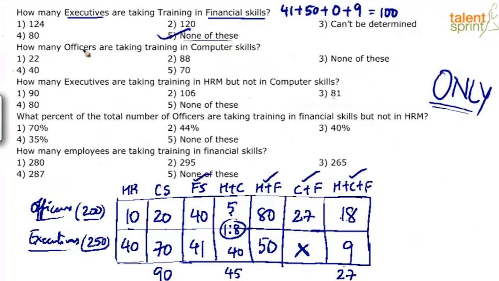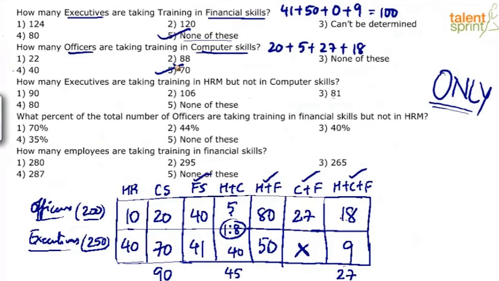Next question. How many officers are taking training in computer skills? Same argument again. Don't mark officers in computers as 20 because he did not ask computer skills only. He is asking for computer skills. So computer skills is 20. Add all the possible values. 20 plus this 5 here, that also involves computer skills. Plus this 27 here, involves computer skills. Plus the 18 here. Yes or no? 20 plus 5, 25. 25 plus 27, 52. 52 plus 18 is 70. Right? 70 would be the answer. Option 5 again.